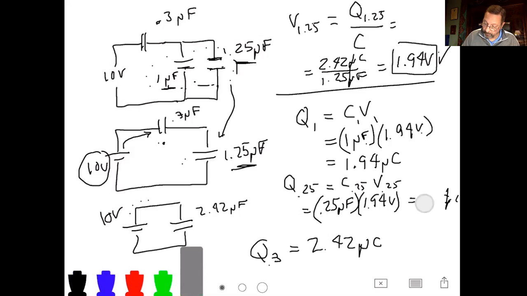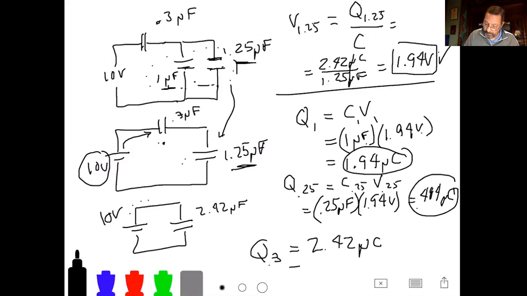Give myself a little more room here. I'm getting too close to the edge. 0.484 microcoulombs. And what do you notice about the sum of these two things right here? Well, 1.94 plus 0.484, both of those are microcoulombs. Put it in your calculator, and hopefully you can see it's just about 2.42 microcoulombs.